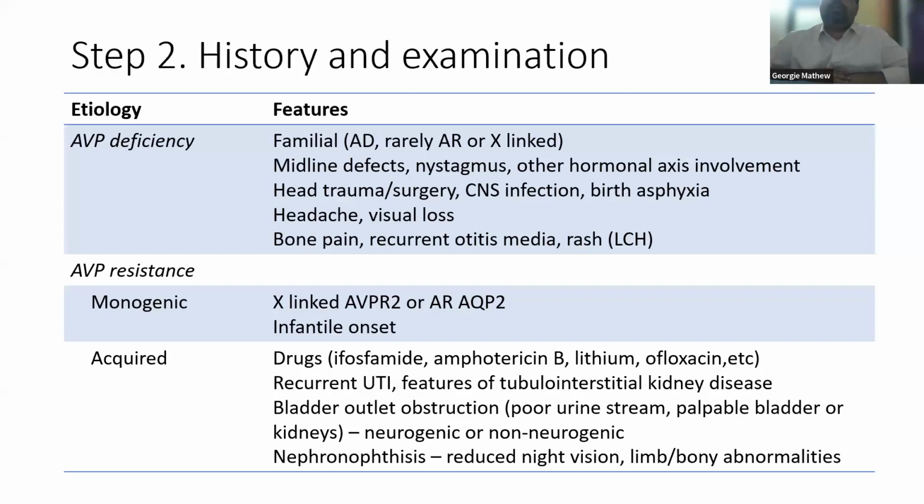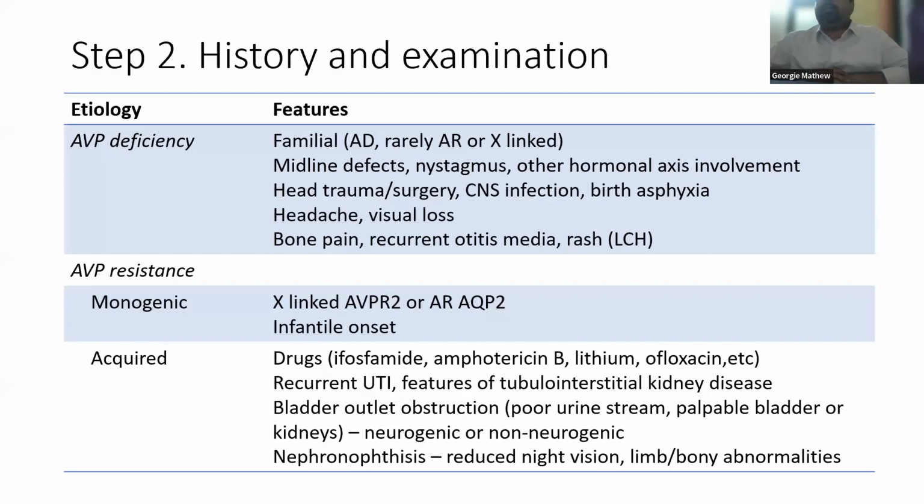There are other forms of acquired AVP resistance, important of which I should mention are recurrent UTI, which can lead to tubulointerstitial kidney disease, vesicoureteric reflux disease, and bladder outlet obstruction. So features of poor stream or palpable bladder should be looked for in history and examination if a child comes with polyuria, polydipsia. Bladder outlet obstruction may be anatomic or functional, neurogenic or non-neurogenic.